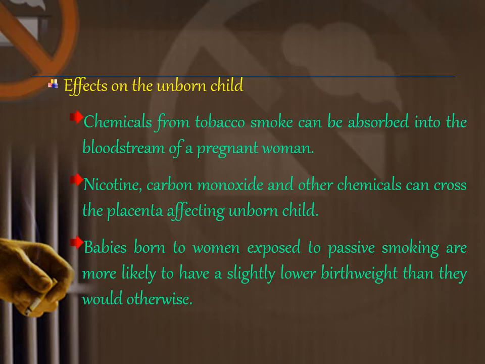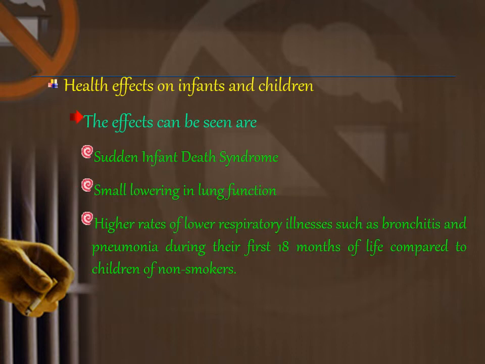Effect on unborn child: chemicals from tobacco smoke can be absorbed into the bloodstream of a pregnant woman. Nicotine, carbon monoxide, and other chemicals can cross the placenta, affecting the unborn child. Babies born to women exposed to passive smoking are more likely to have a slightly lower birth weight than they would otherwise. Health effects on infants and children: the effects that can be seen are sudden infant death syndrome, small lowering in lung function, and higher rates of lower respiratory illness such as bronchitis and pneumonia during their first 18 months of life compared to children of non-smokers.